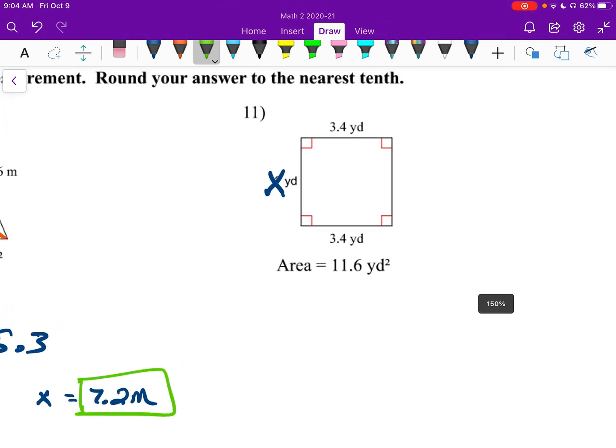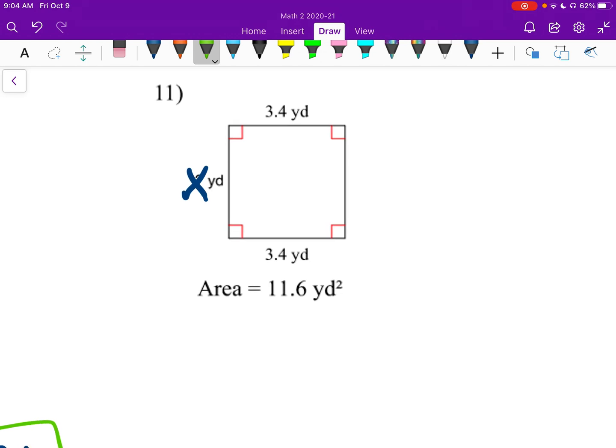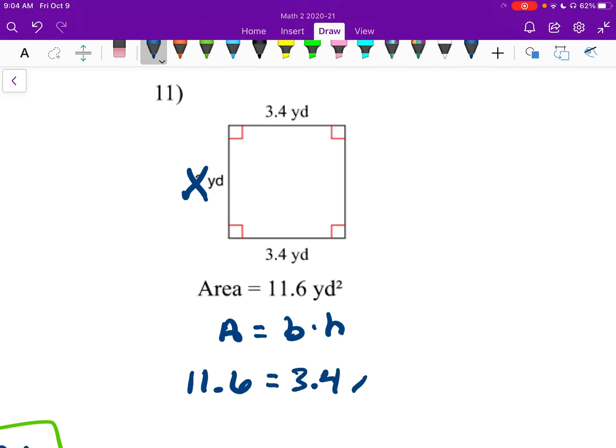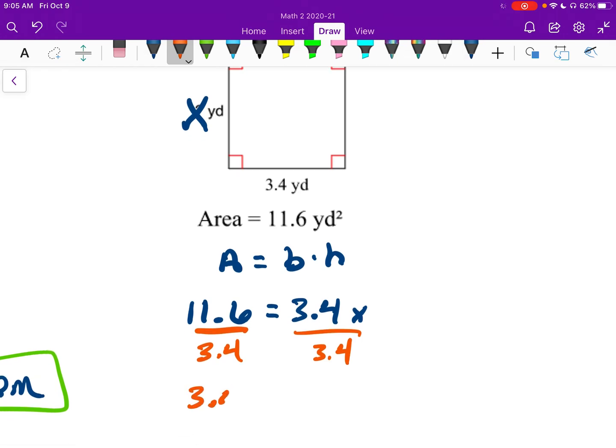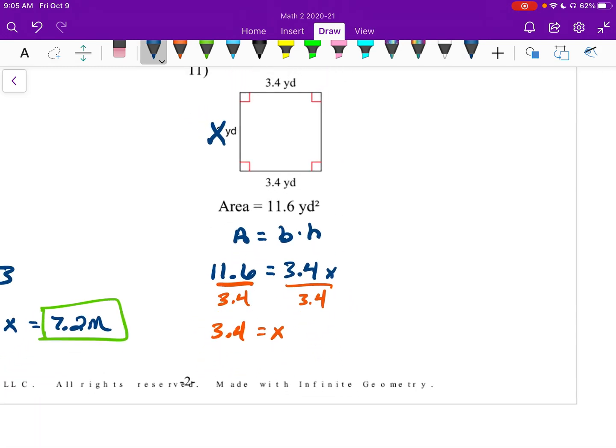All right, and number 11, we're going to deal with it very similarly. This is a rectangle, so our area is base times height. So we could say 11.6 is, we'll say 3.4 times x. We divide both sides by 3.4, and I get 11.6 divided by 3.4 gives me 3.4 is x. So to write my answer, I need to have units. So I'll say 3.4 yards.